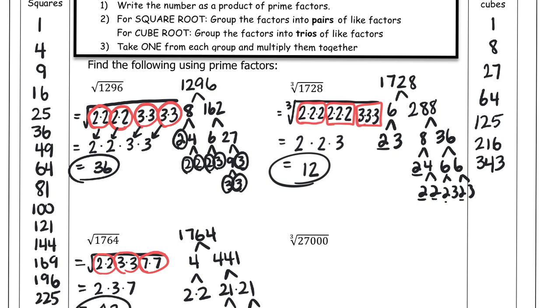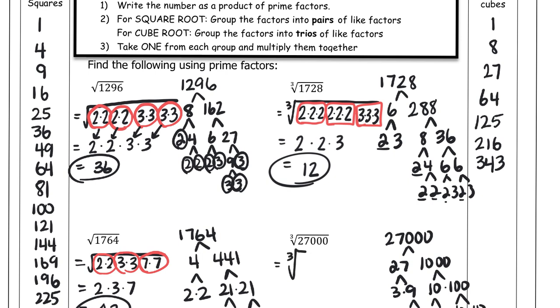Okay, same thing. Cube root of 27,000. So I'm going to break up 27,000 into 27 times 1,000, 3 times 9, 10 times 100, 3 times 3, 2 times 5, 10 times 10, 2 times 5, 2 times 5.